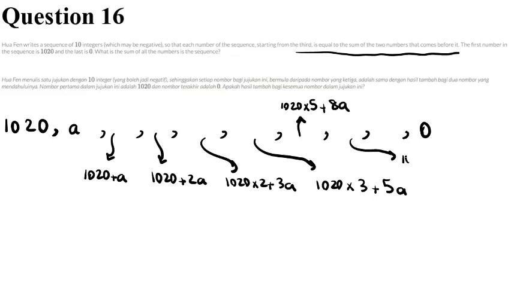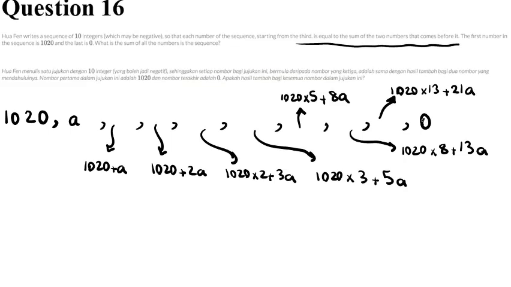Now it asks, what is the sum of all terms? We know the last term is 0. 0 is the sum of these two terms: 120 times 8 plus 13, 21, and 21a plus 13a is 34a. So here we can say 34a equals negative 120 times 21. If we divide both sides by 34, a will be negative 30 times 21. It will be negative 630.